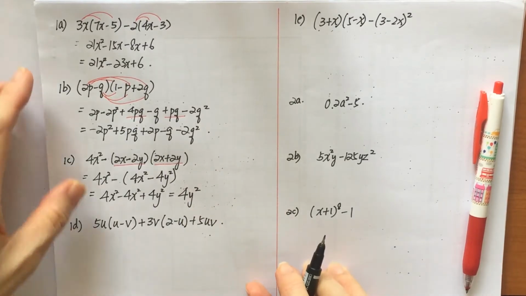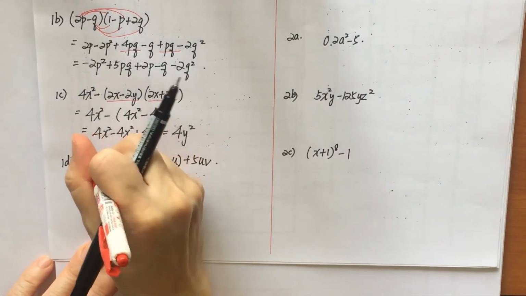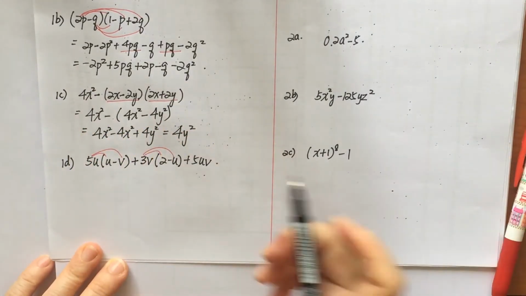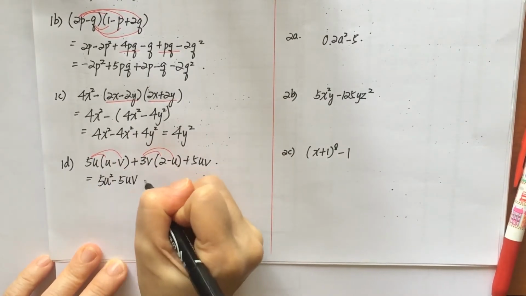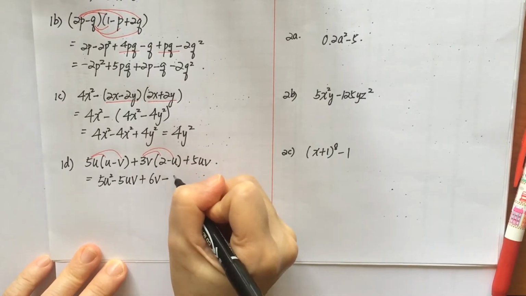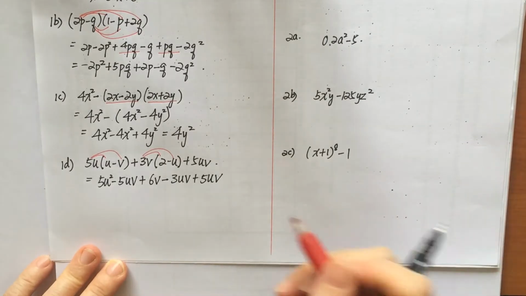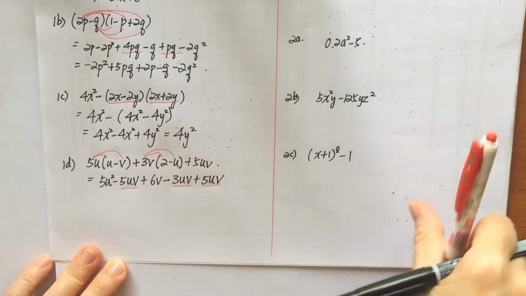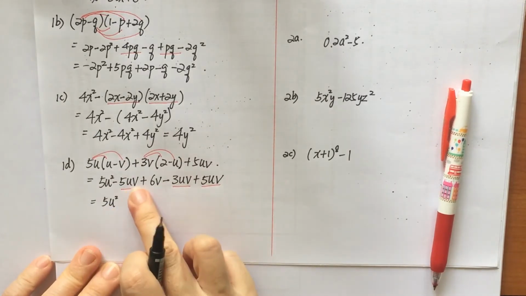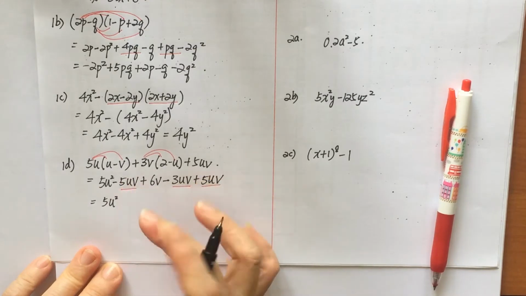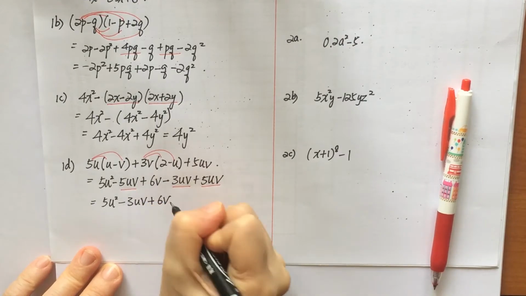Question D. Question D, expand. So you have 5u squared minus 5uv plus 6v minus 3uv plus 5uv. There are a few terms of uv, so you put all the uv's together, and so you have 5u squared. This one and this one cancel out, so you have minus 3uv and then plus 6v.